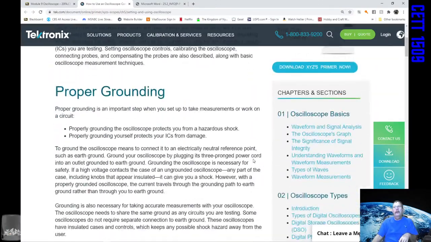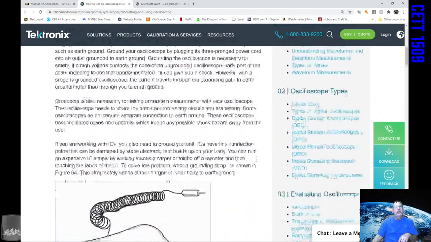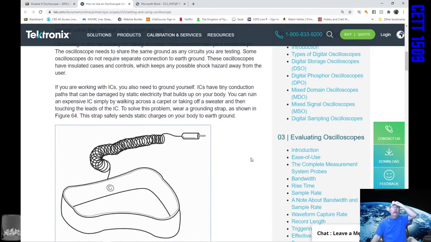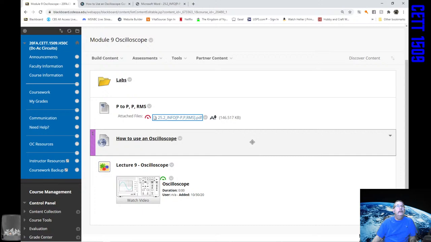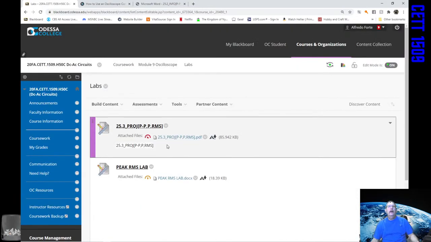I think there's a download on this. Let's see, that's proper grounding. There's different types. But when we get into class, we'll play around. The lab, and there might be another lab for the class. The lab will be these two.